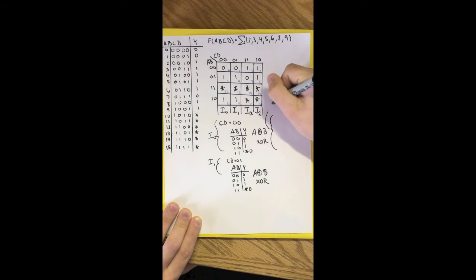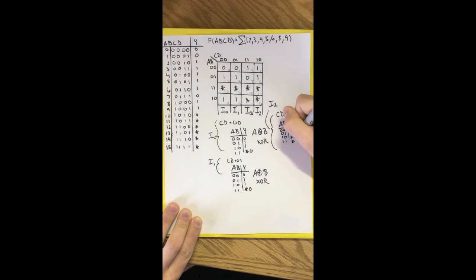Now, this is going to be your I2 when CD equals 1, 0. Your two-variable truth table: 1, 1, star, star. Now we're going to change this star into a 1 and this star into a 0. And what we have here is actually a NAND gate, which is A and B all knotted.